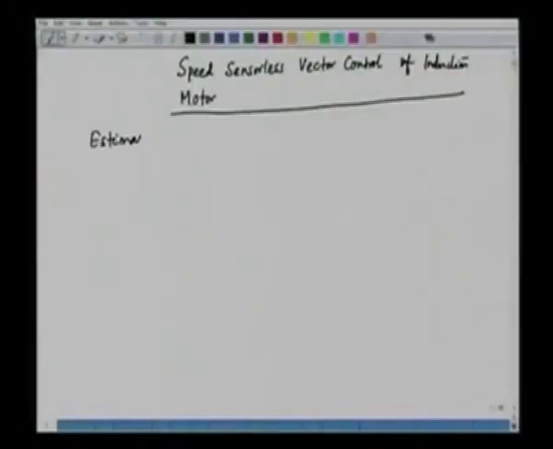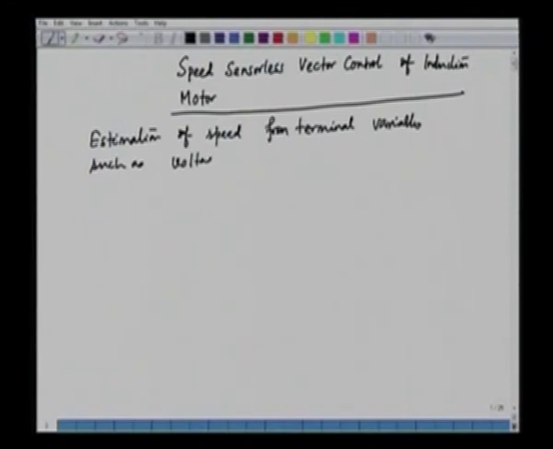So, estimation of speed from terminal variables such as voltages and currents. So, we will first derive the equations for the speed sensorless control, and then by means of a block diagram, we will try to see how this can be implemented.